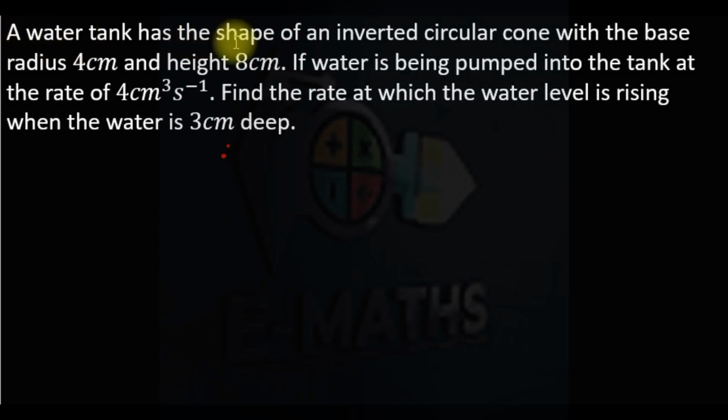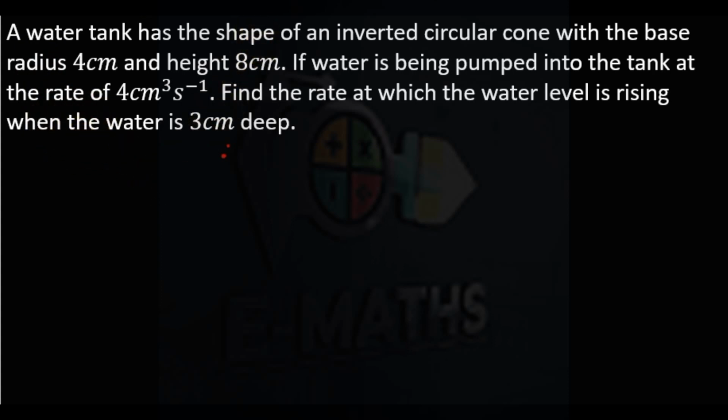A water tank has the shape of an inverted circular cone with the base radius 4 cm and height 8 cm. If water is being pumped into the tank at the rate of 4 cm cubed per second, find the rate at which the water level is rising when the water is 3 cm deep.